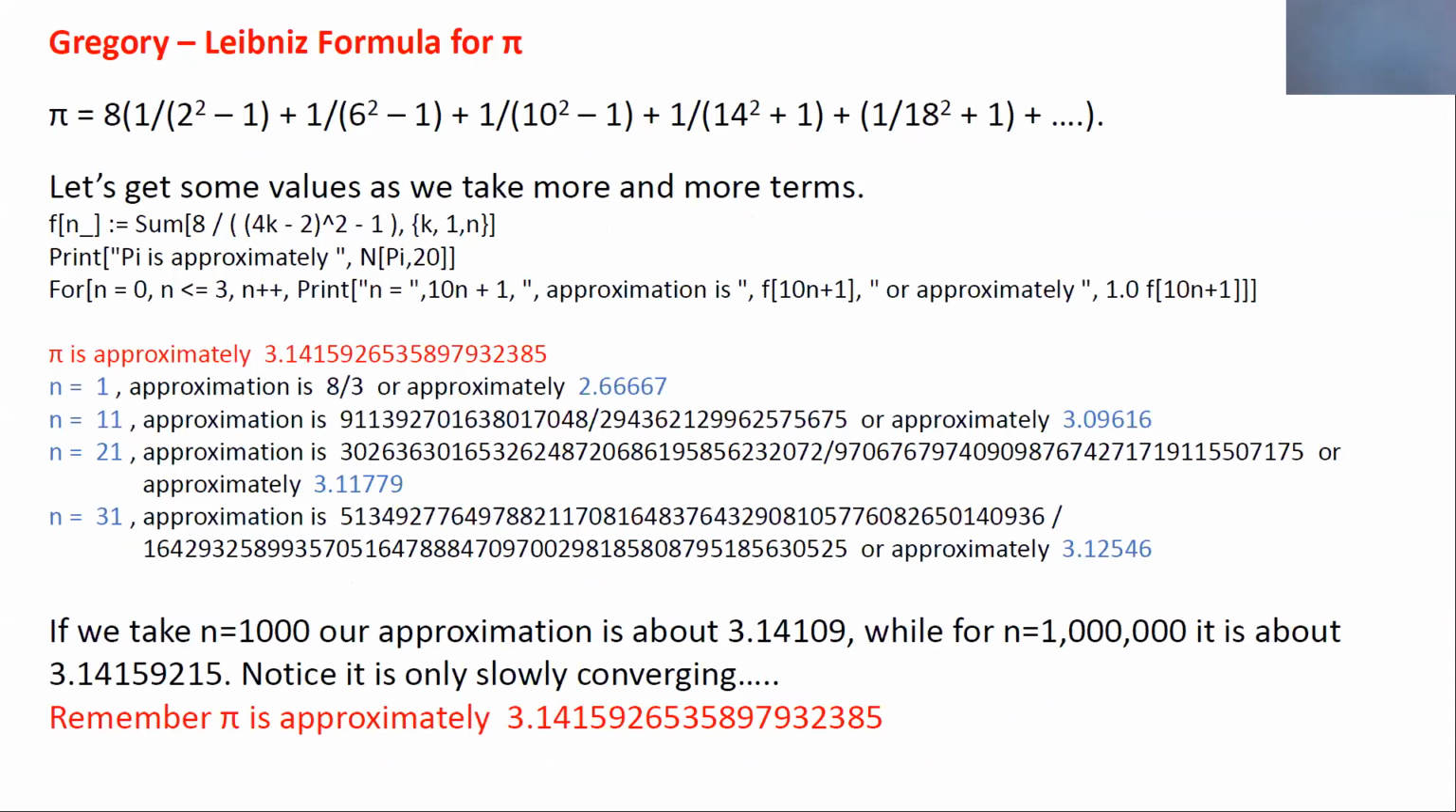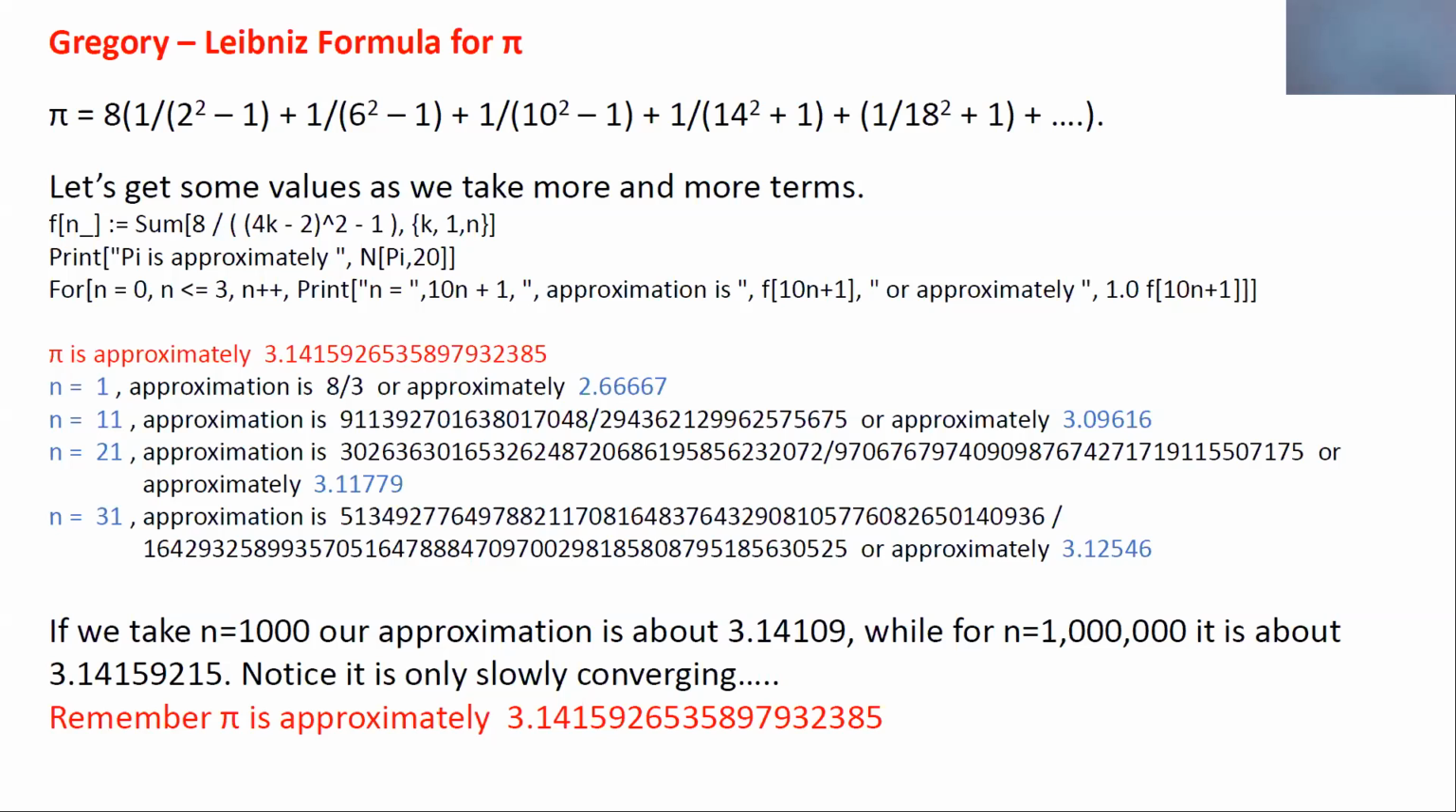If you use one term, you get 8/3 or about 2.66667. If you use n equals 11, we get, and here's the exact fraction, I had my computer calculate this. I was not interested in doing that. About 3.096. Is that a good approximation? It's okay. It's not great. If I use n equals 21, I get 3.11779. Close. If I use 31, 3.12. How does pi start? 3.14. I'm not even getting the second digit with n equals 31.